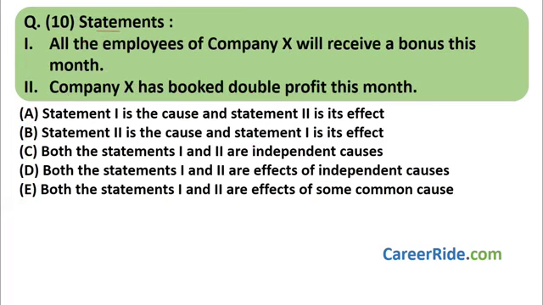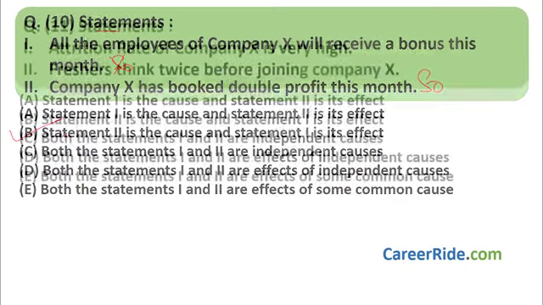Question 10. Statements: all the employees of company X will receive a bonus this month, so company X has booked double profit this month. This does not make sense. Company X has booked double profit this month, so all the employees of company X will receive a bonus this month. This makes sense. Answer is B. Moving on to question number 11.